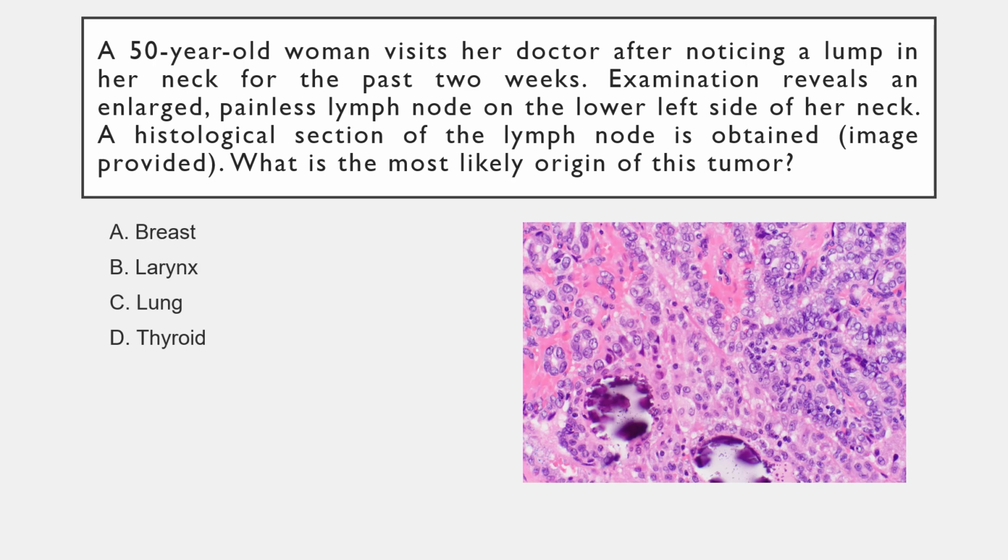Let's have a look at the second question. A 50-year-old woman visits her doctor after noticing a lump in her neck for the past 2 weeks. Examination reveals an enlarged, painless lymph node on the lower left side of her neck. A histological section of the lymph node is obtained. What is the most likely origin of this tumor?